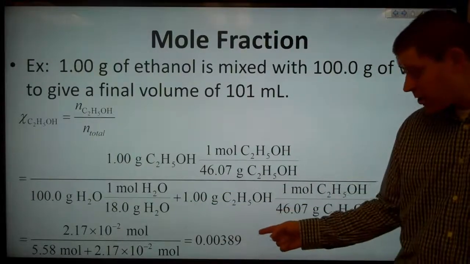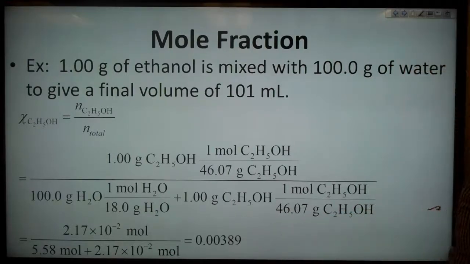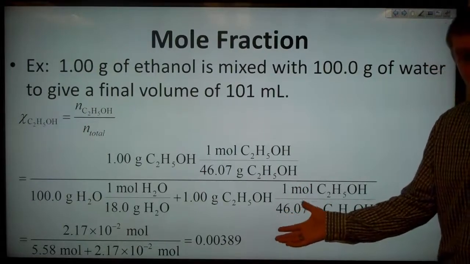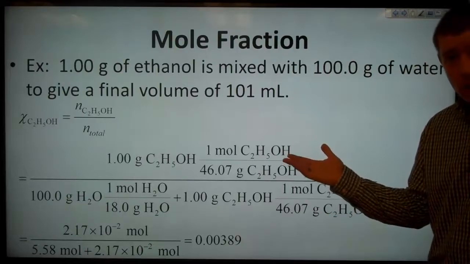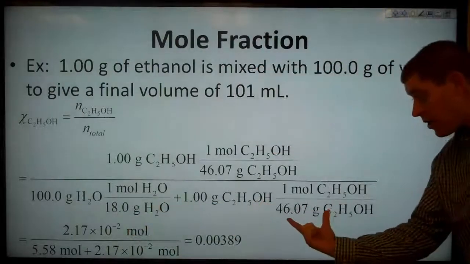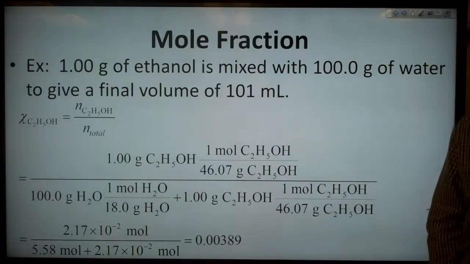So that gives us a mole fraction of 0.00389 for the mole fraction of ethanol. So you can see that most of our solution is water, and that's not surprising because we had 100 grams of water for 1 gram of ethanol, but because the water has a smaller molar mass than ethanol does, the mole fraction is even smaller than the mass percent was.